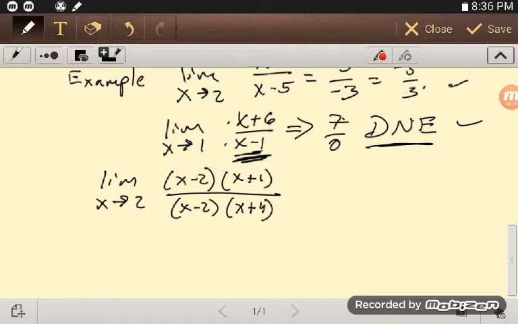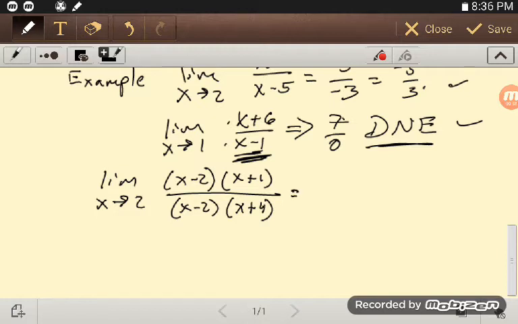If you got 0 over 0 when you plugged it in, then you would know that x minus 2 was a factor of both. If they're polynomials, it has to be. That's the way these polynomials work: if 2 made it 0, one of the factors has to be x minus 2, for top and bottom. So suppose I factored it and I got that.